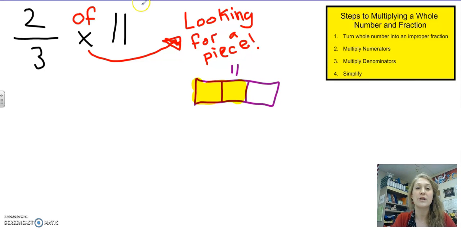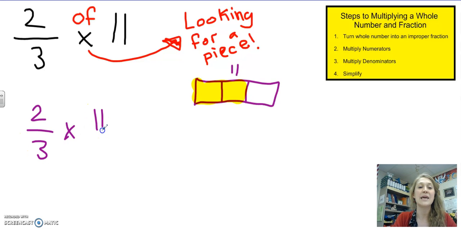To solve it using our standard algorithm, we're going to begin by turning the whole number into an improper fraction. Again, we turn it into an improper fraction by simply taking that whole number and putting it over the value of 1. Now we're going to multiply the numerators together. 2 times 11 gives me an answer of 22. Step 3 says to multiply the denominators. 3 times 1 is 3.